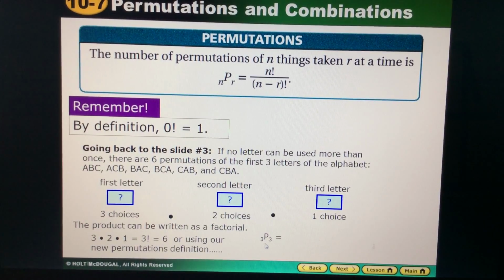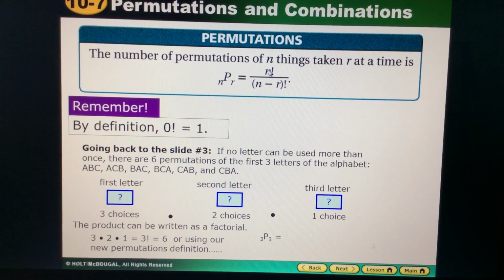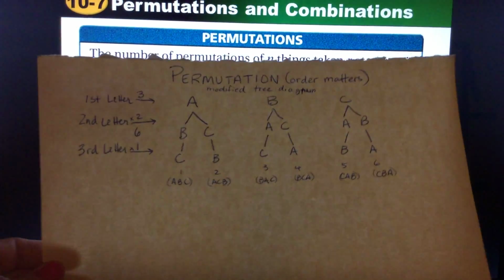So if we write it like this, that's going to be, if you recall, n factorial, so that's going to be 3 factorial over 3 minus 3 factorial. And 3 minus 3 factorial is 1. So that's just going to be 3 times 2 times 1, like we said here.